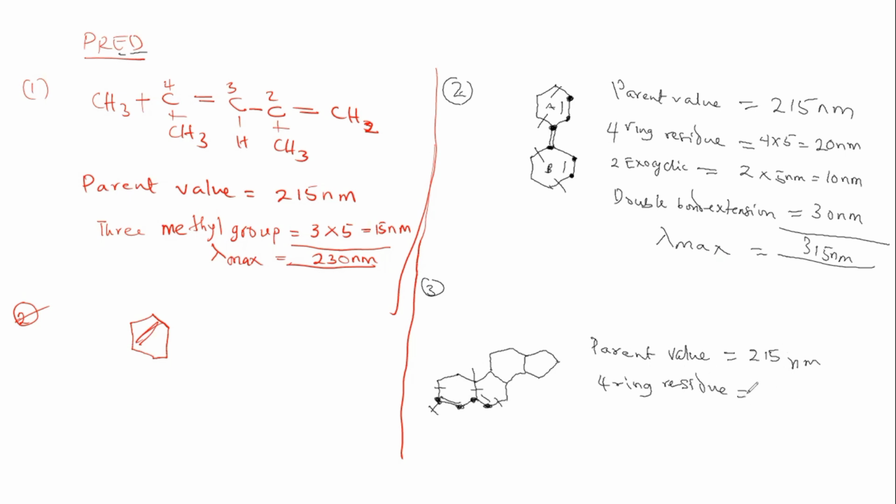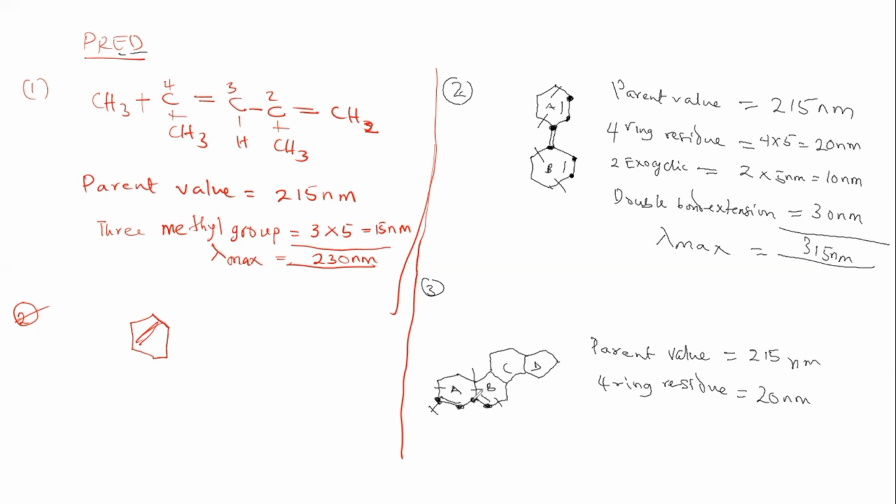And so that's going to be 4 times 5, which is 20 nanometers. Now, do we have any exocyclic double bond? This one, is it connected to any ring? This one is not connected. It's not connected to any ring. But when you look at this one, it can enter this ring A. Let's say this is ring A, ring B, ring C, ring D. You can see that this double bond here can enter this ring A.